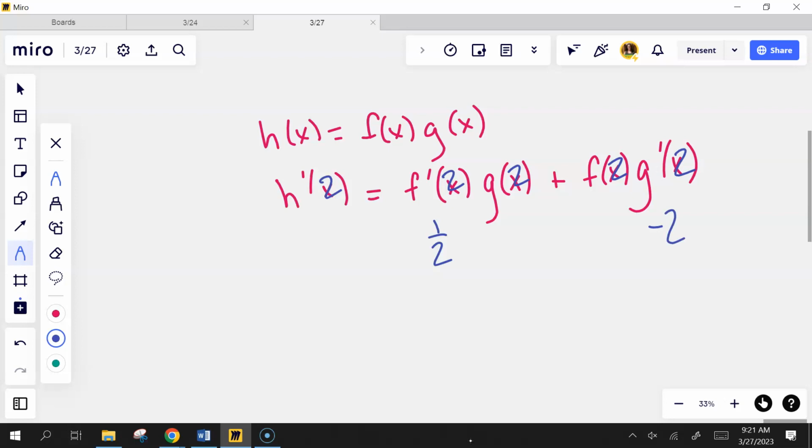g of 2 is 1. f of 2, is this one I need to calculate the point on? No, it's a half. So 1/2 minus 6 is -5.5. So D, -11 over 2.